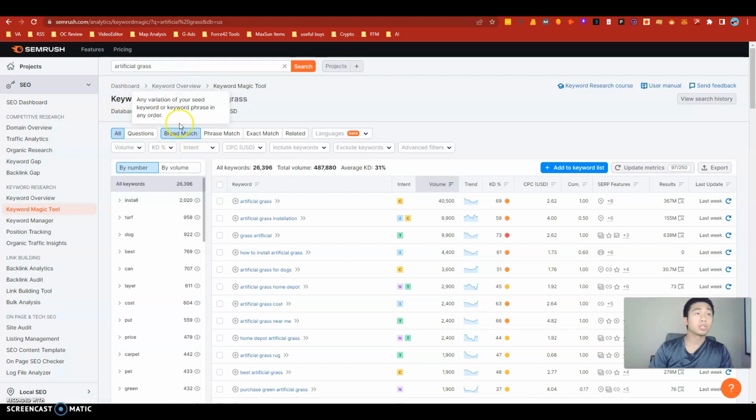So I'm using the broad search and I put in artificial grass, right? As you can see, there's different types of intention when it comes to keywords, right? Commercial, informational, transactional, and navigational. Those, did I miss one? Yeah, I think so. Those are the four that we're taking a look at.